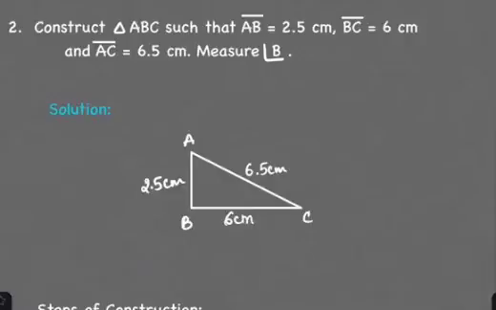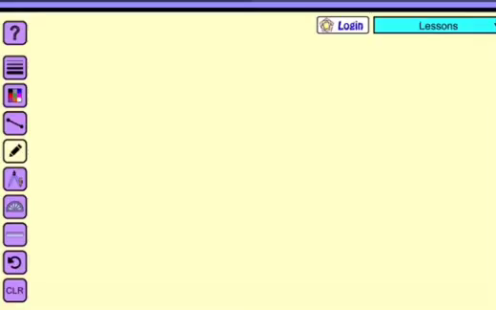Now for the second problem, construct triangle ABC such that AB is equal to 2.5 centimeters, BC is equal to 6 centimeters and AC is equal to 6.5 centimeters. Then another task is to measure angle B. We need to measure this angle. Okay. Now for the construction. As we did in the previous problem, before we start the construction, we'll have a rough diagram drawn.